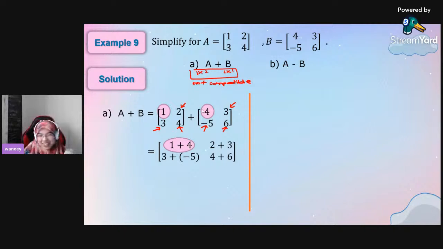Okay, next. We're gonna simplify them. Okay, let's see. So it will become 5, 5, negative 2, 10. So that is A plus B.